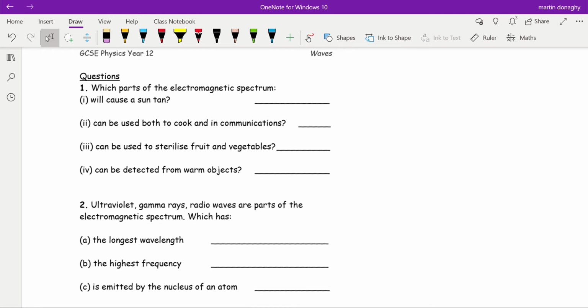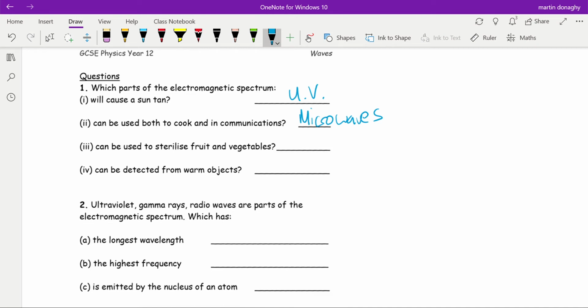Okay, let's look at the answers to these ones then. Which parts of the electromagnetic spectrum will cause a suntan? Ultraviolet, or UV. These are some of the questions that have been asked in past papers, so you do need to know those uses. Can be used both to cook food and in communications. That would be microwaves.